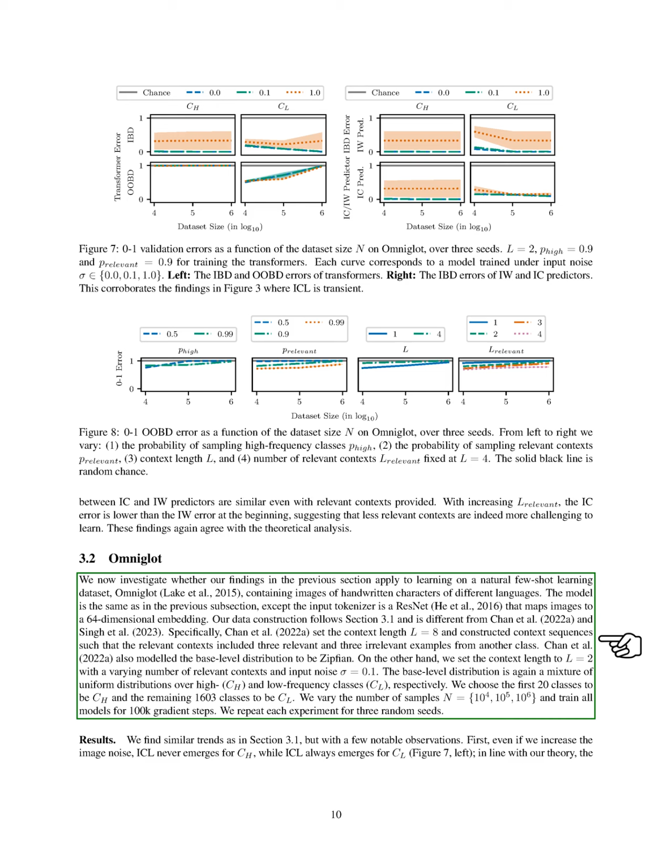We set the context length to 2 with varying relevant contexts and a small amount of input noise. We categorize the first 20 classes as high frequency and the remaining as low frequency, varying the number of samples and training all models for a set number of gradient steps, repeating each experiment multiple times for reliability.